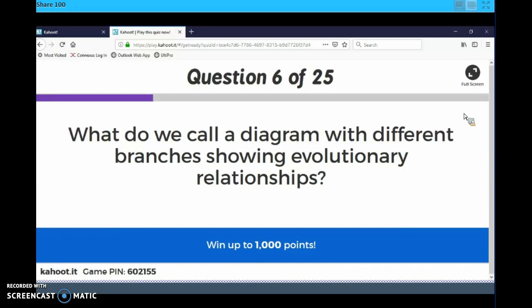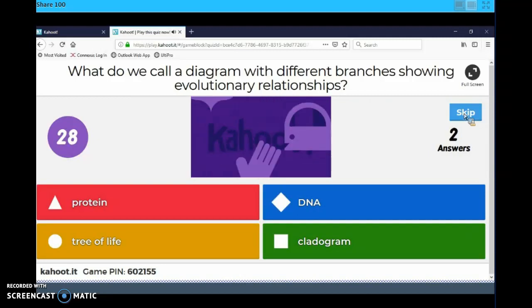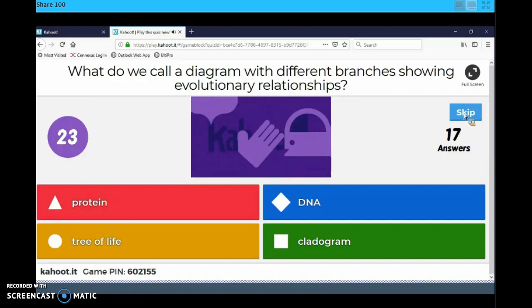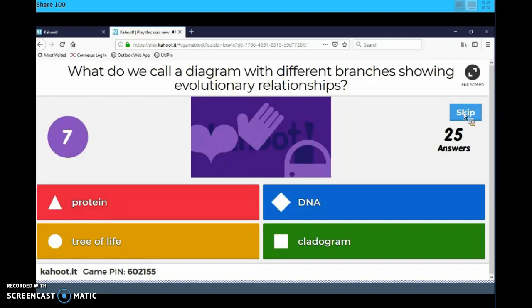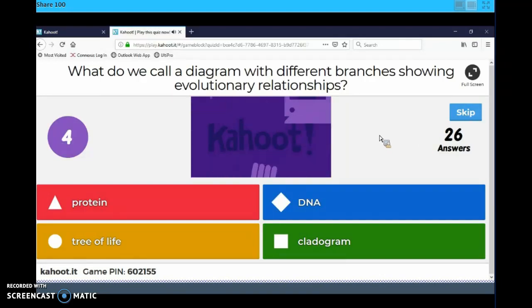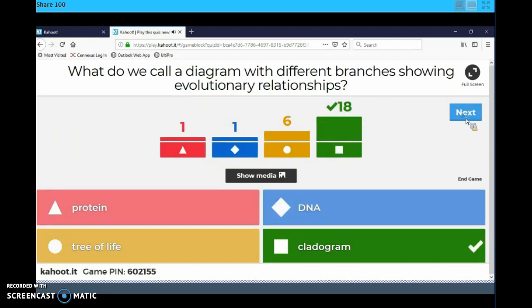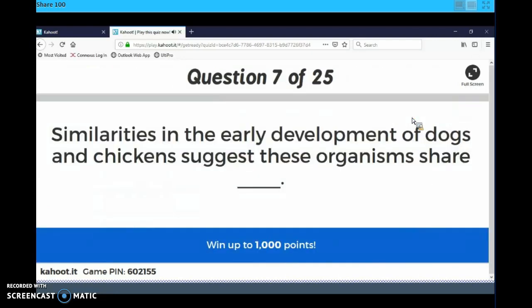What do we call a diagram with different branches showing evolutionary relationships? And it shows time when the different organisms evolved. That is a cladogram.